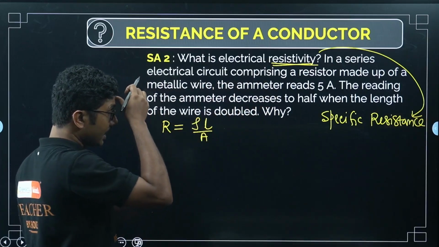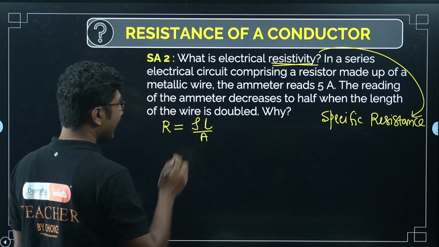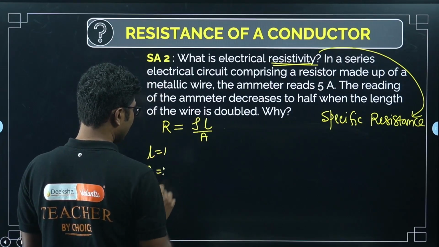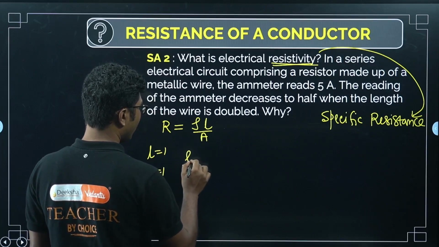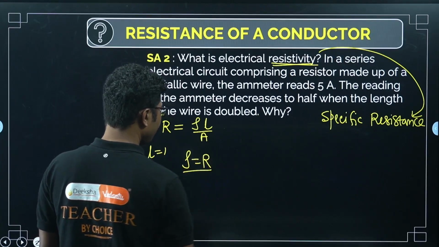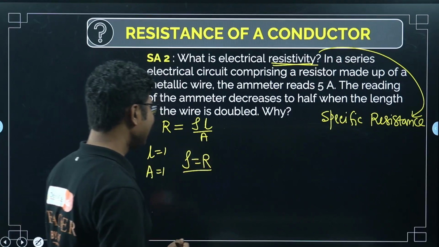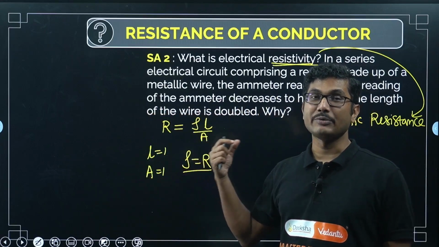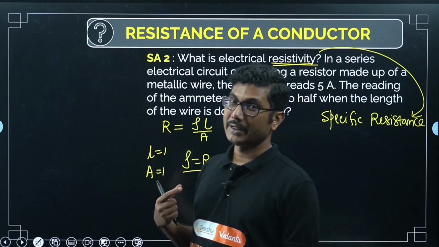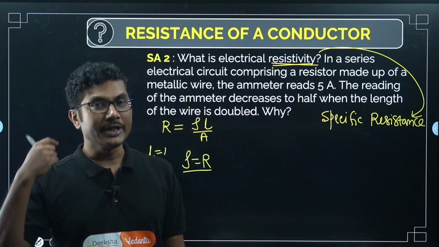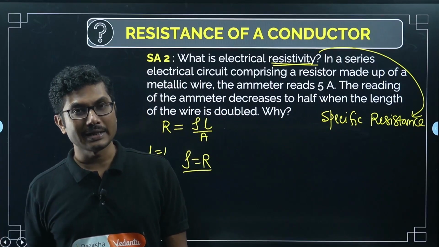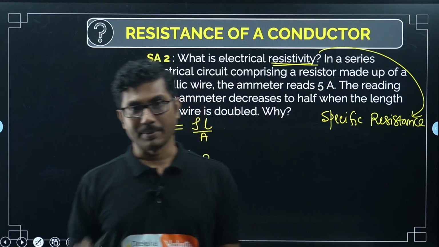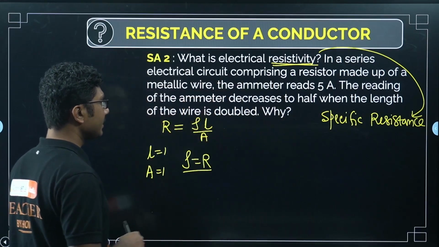Now we know that rho is equal to RA by L. If we take L equal to 1 and A equal to 1, then rho becomes R. So the resistivity of a material is the resistance of one unit length and unit cross-sectional area of the material. The resistance of unit cross-sectional area and unit length of a material is called its resistivity. Simple. This is how you can define resistivity.